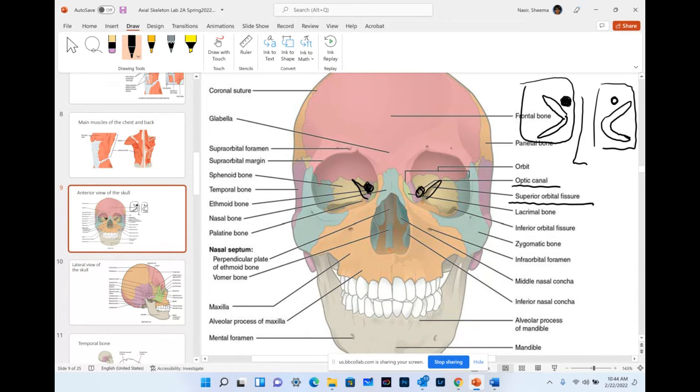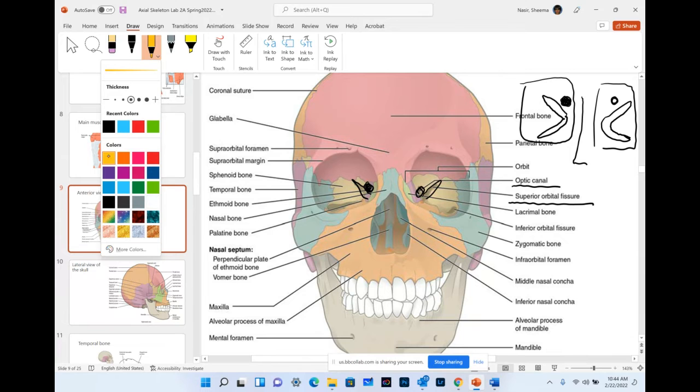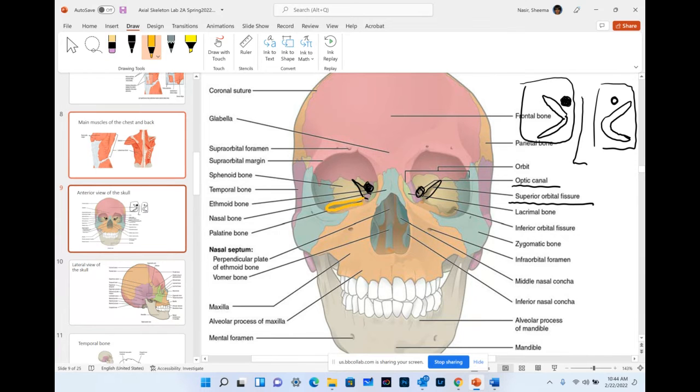Now, optic foramen leads into a canal. Do you understand? So whether you call it optic canal or optic foramen, it's the same thing. Now, you see this on the bottom? You see this on the bottom, this slit? This is your inferior orbital fissure. That is your inferior orbital fissure.